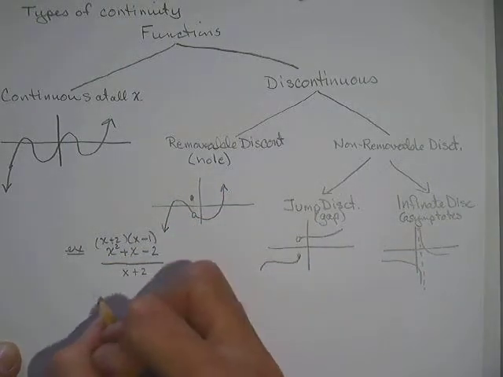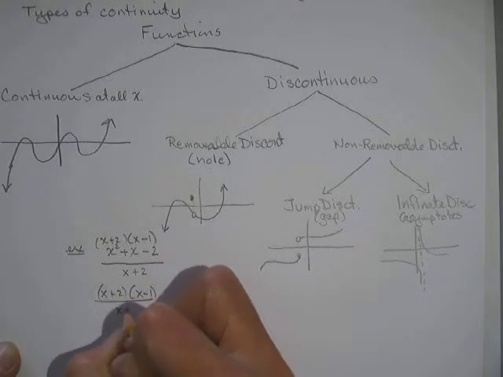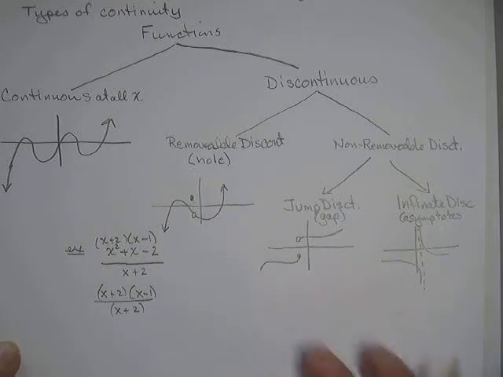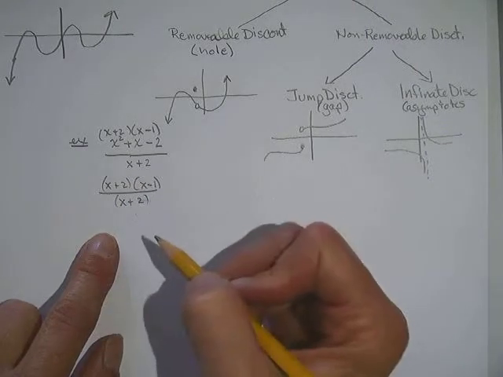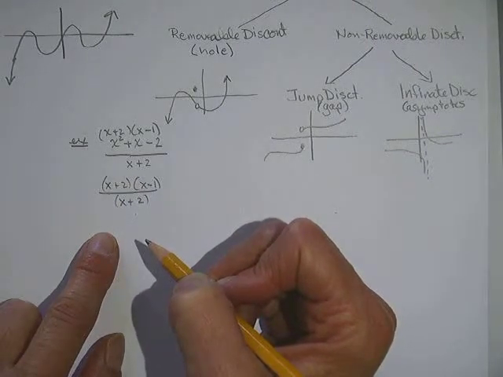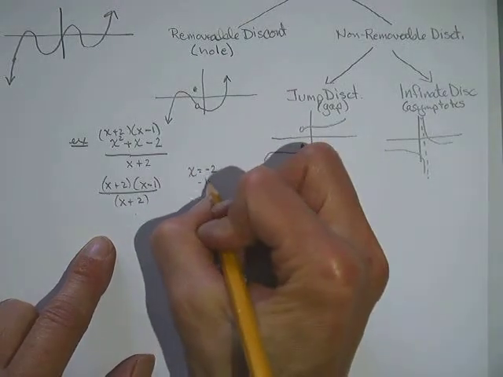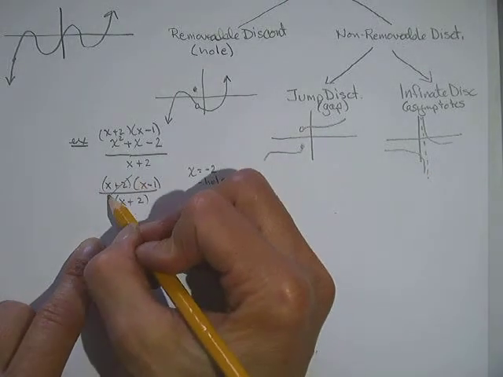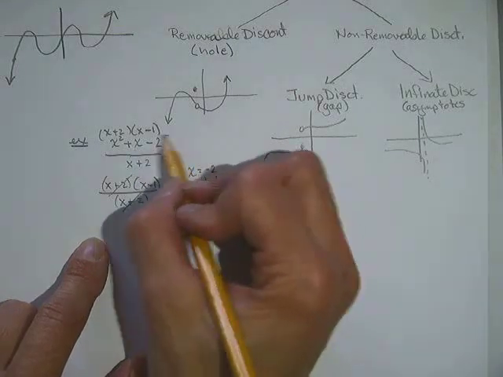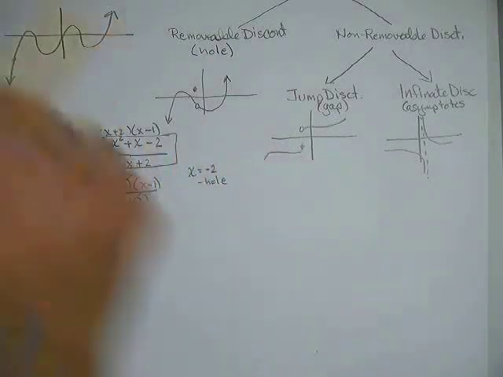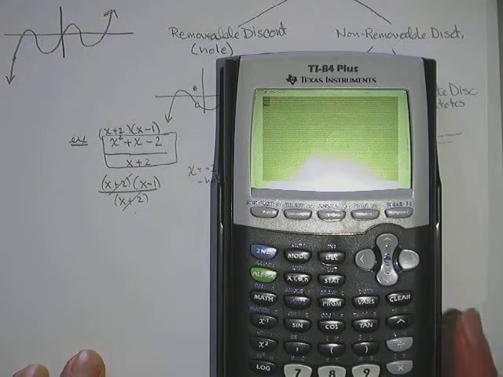Just ignore it. All right, so if you factor the numerator, like that, you're going to get x plus 2. If you look at this, what value makes the denominator 0? -2. Okay, so at x equals -2, I'm going to have a hole because this and this go away.